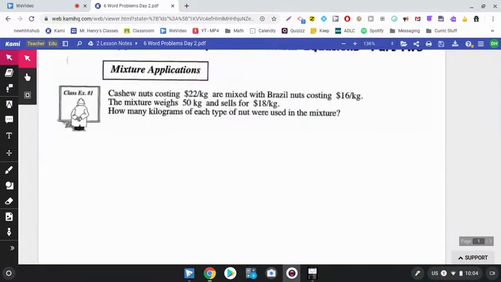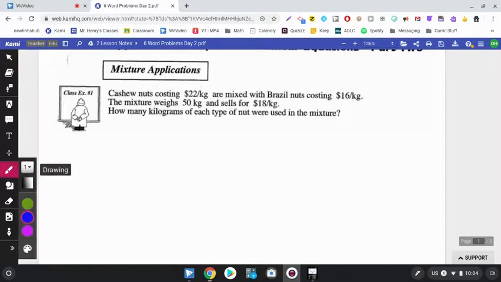It says cashew nuts costing $22 per kilogram are mixed with Brazil nuts costing $16 per kilogram. The mixture weighs 50 kilograms and sells for $18 per kilogram. How many kilograms of each type of nut were used in the mixture?